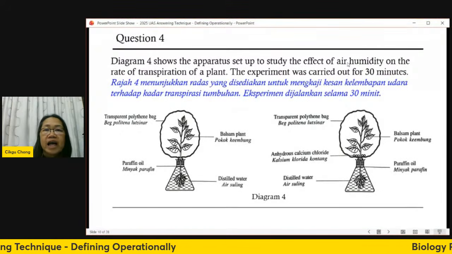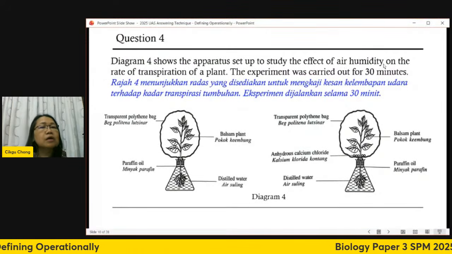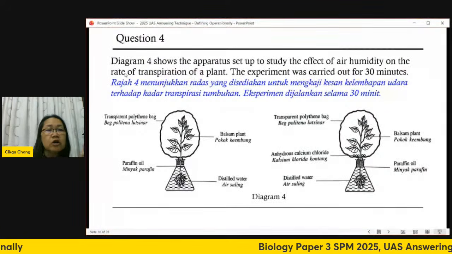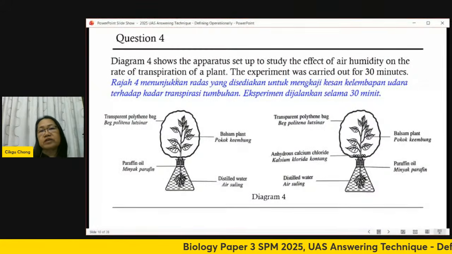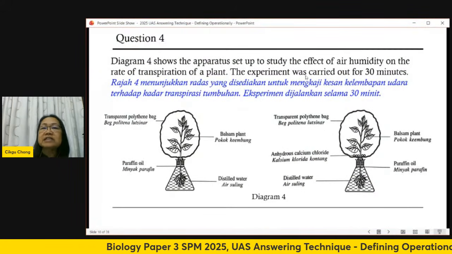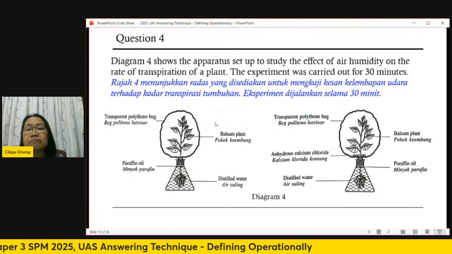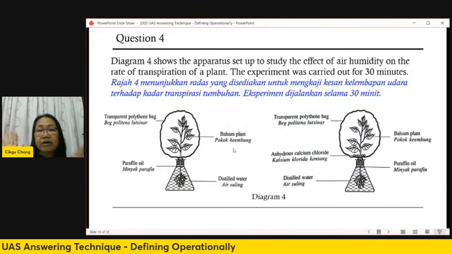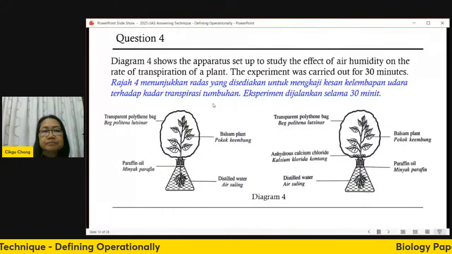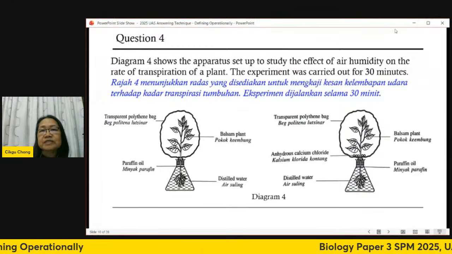Okay, so your air humidity is your MV. Your transpiration, or rate of transpiration, is your RV. This experiment is carried out for 30 minutes. So how do you change the humidity? Okay, simple. Look at the 2 diagrams. What is different? Can you see that? What is different?